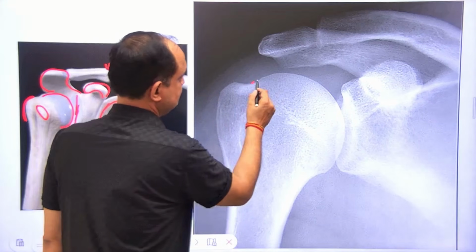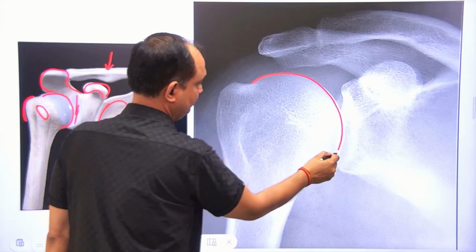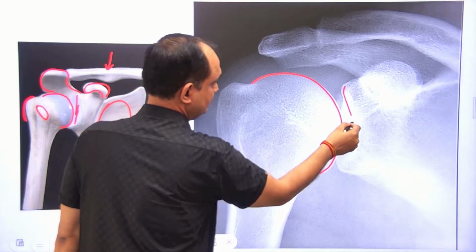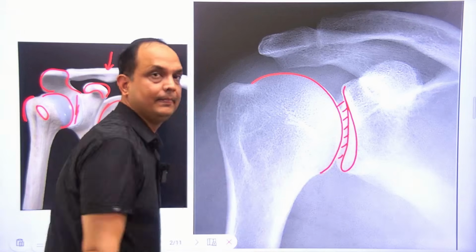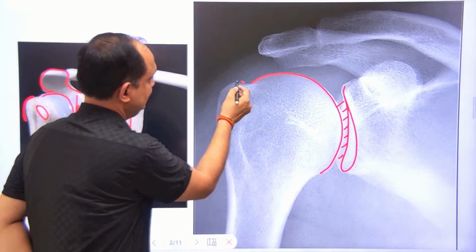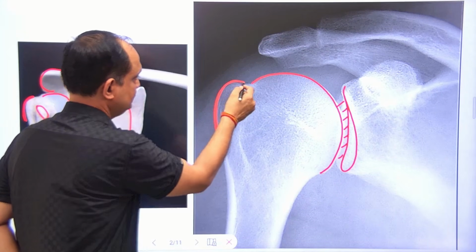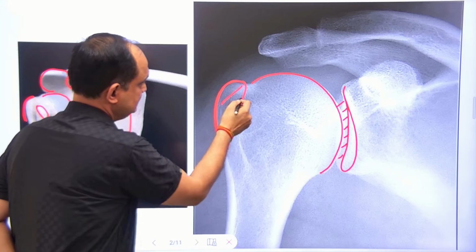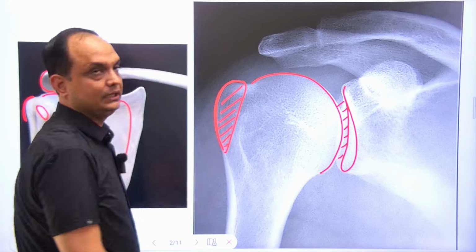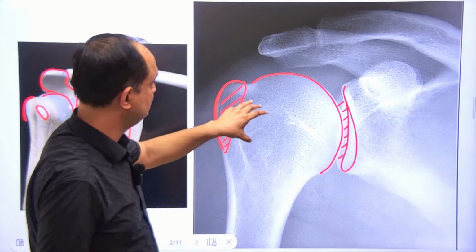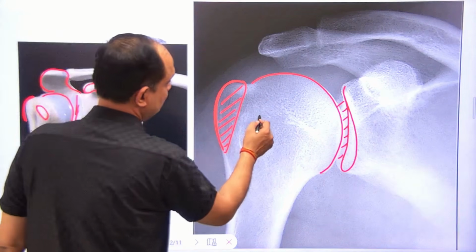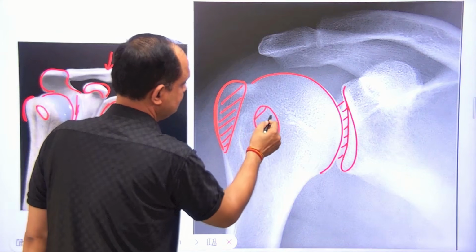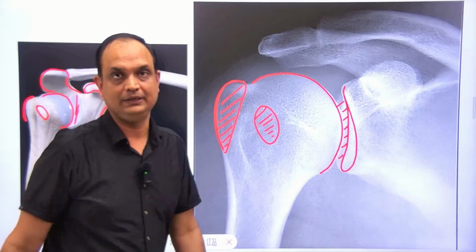So what is this? This is your head of humerus and this is your glenoid cavity. So this is your shoulder joint. Clear? Apart from that, this lateral aspect is showing this projection. What is this? This is your greater tubercle. The lesser tubercle will show a superimposed view because it is present anteriorly. So roughly you can see that this is the area of your lesser tubercle.